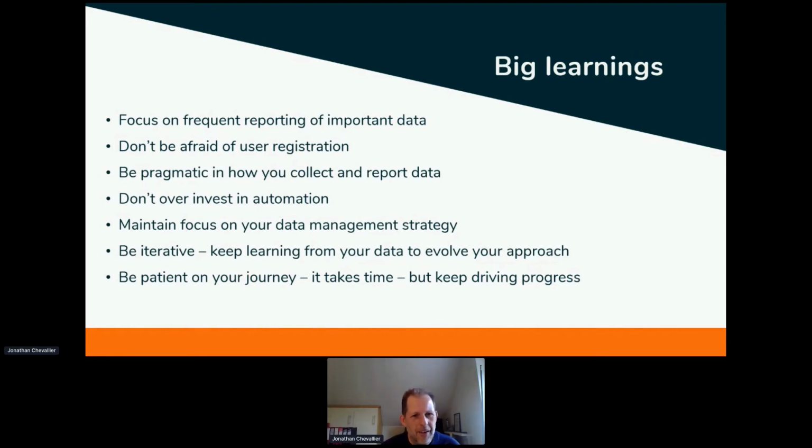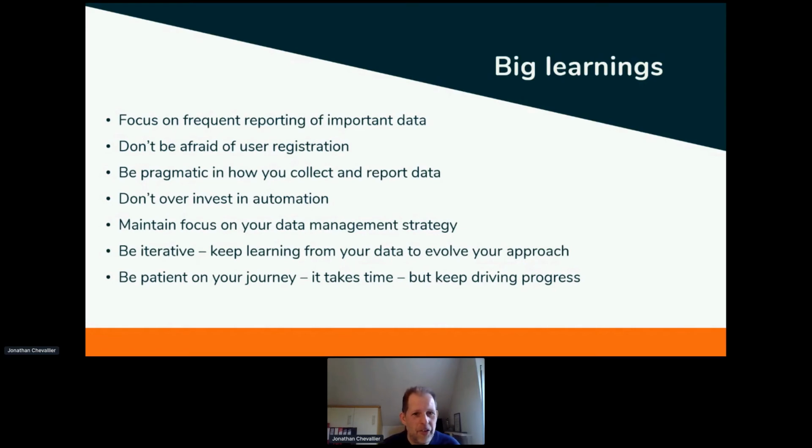Be iterative, so learn from your data, and our quarterly process really helps here. Each quarter we look at what's happened in the previous quarter, we reset the new OKRs. We have a slightly deeper dive at the end of each financial year as we set the broad objectives for the following year, and then those get broken down into quarters as well.